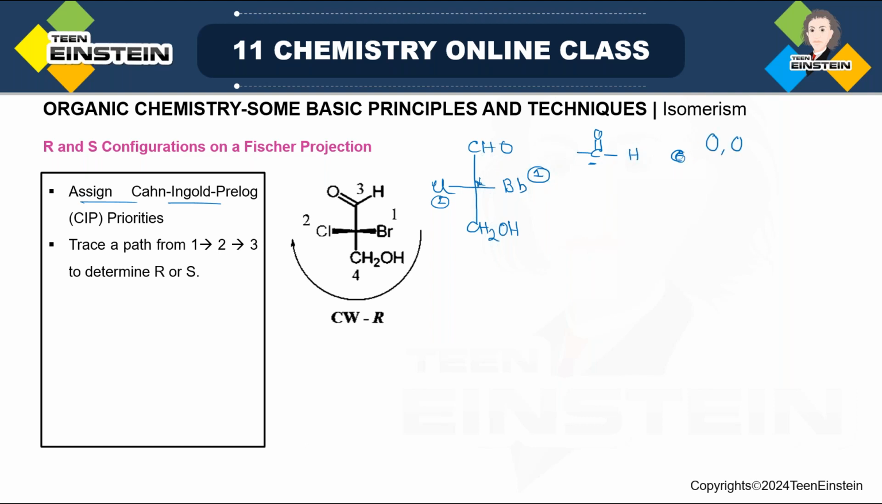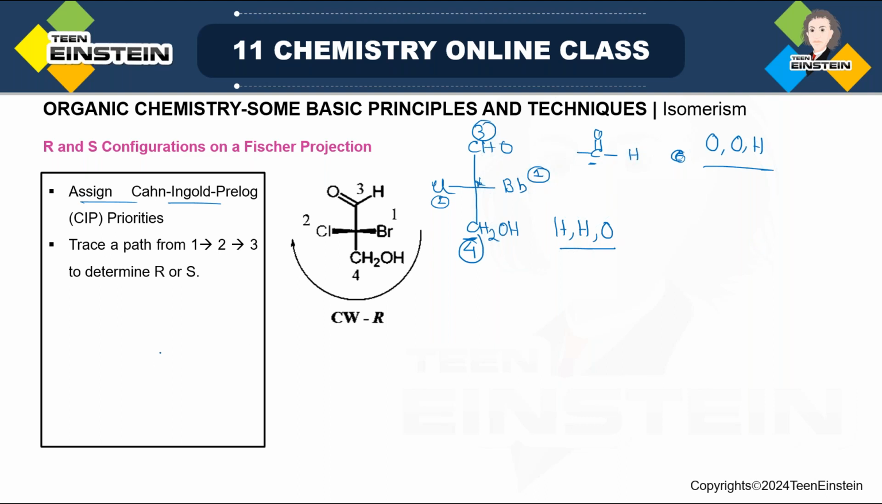We represent it like this: 2 oxygen, 1 H. But for the other group, CH2OH, this carbon is attached to 2 hydrogen and 1 OH. So that is why it will win over the other. And that is the reason CHO is having number 3 priority and this is having number 4 priority.